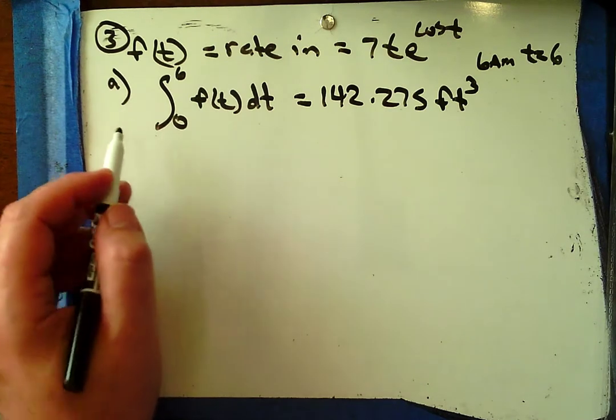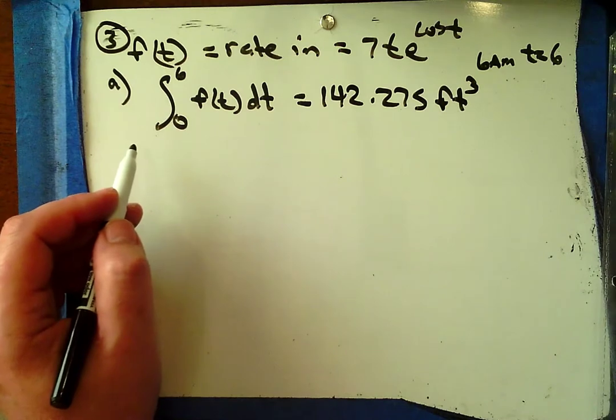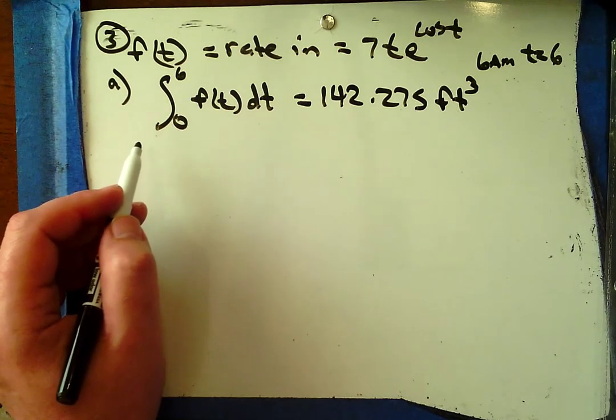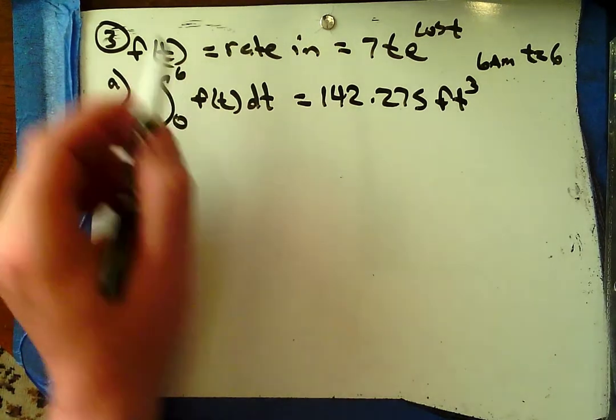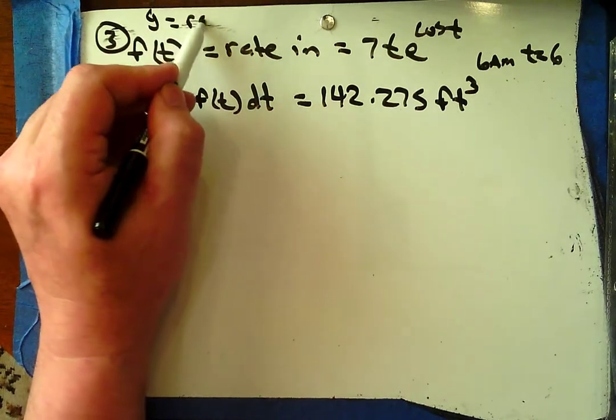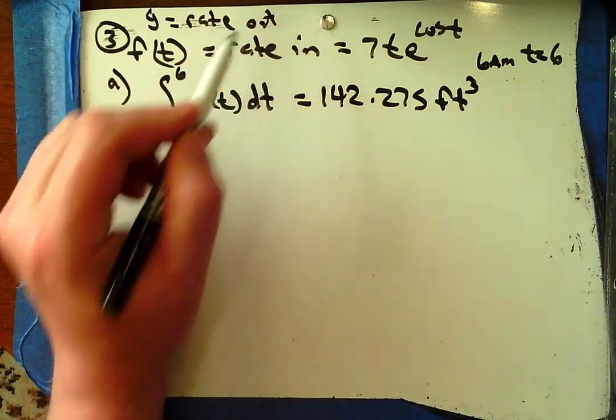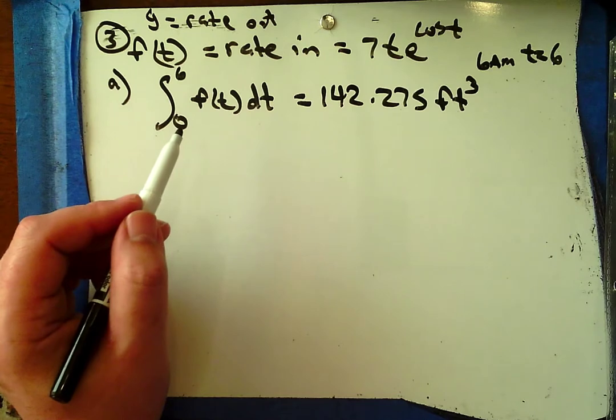So I trust these values. Okay, now part B says, and we've got g of t, which is the rate out function. g equals rate out. Okay.